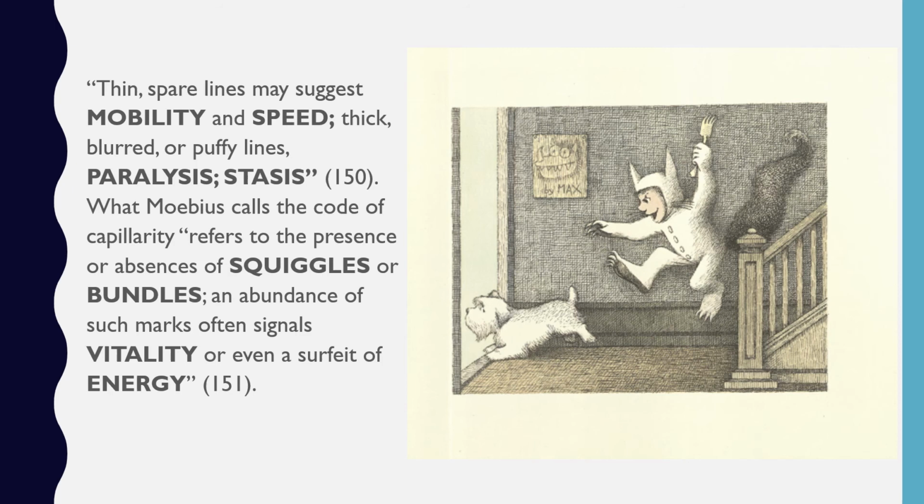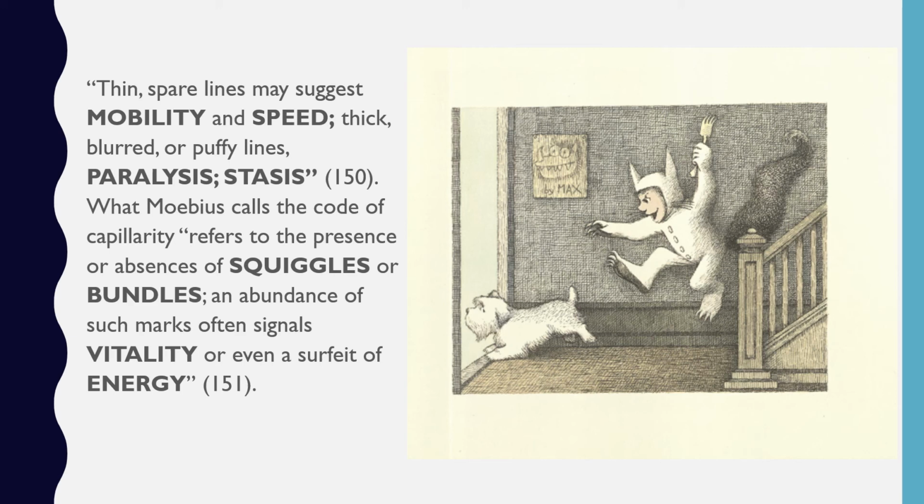So number 9, this is kind of a long one, but thin, spare lines may suggest mobility and speed, whereas thick, blurred, or puffy lines suggest paralysis or stasis. What Möbius calls the code of capillarity refers to the presence or absence of squiggles or bundles. An abundance of such marks often signals vitality or even surefire energy.